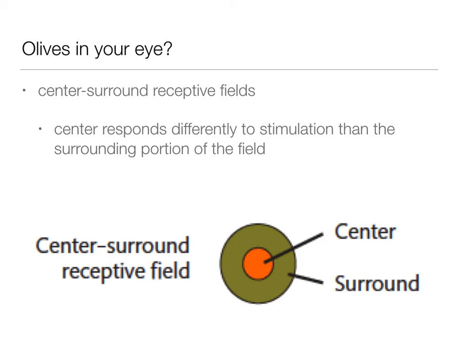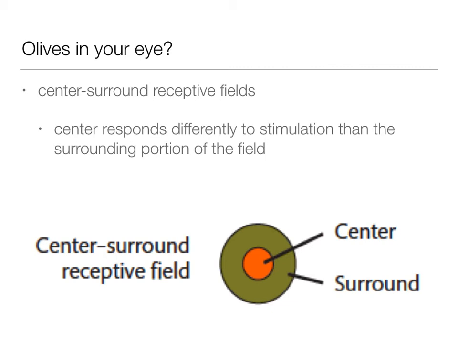The pimento would be the center of your receptive field, and the olive itself is the surround. What happens is when the pimento, or the center of your receptive field, is activated, it responds differently than the olive does, because they're different things. You can kind of think of it that way. In terms of your receptive field, it's all one, but those things respond differently. So again, the center responds differently to stimulation than the surrounding portion.